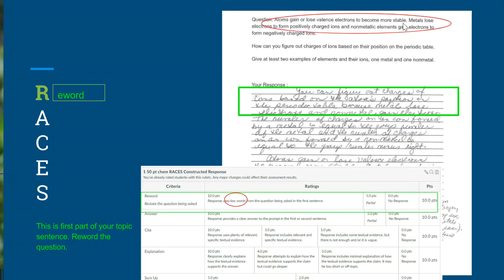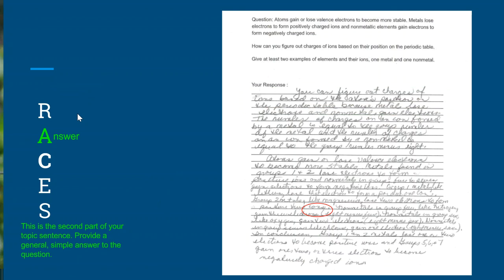So here are the keywords. Metals lose electrons, nonmetals gain electrons. So I reworded that and put it in the first sentence. So use as much of the prompt as you can and reword it, because it will show that you understand the question. The second part is to answer the question, and this is the second part of your topic sentence, or your second sentence. Provide a general, simple answer to the question.